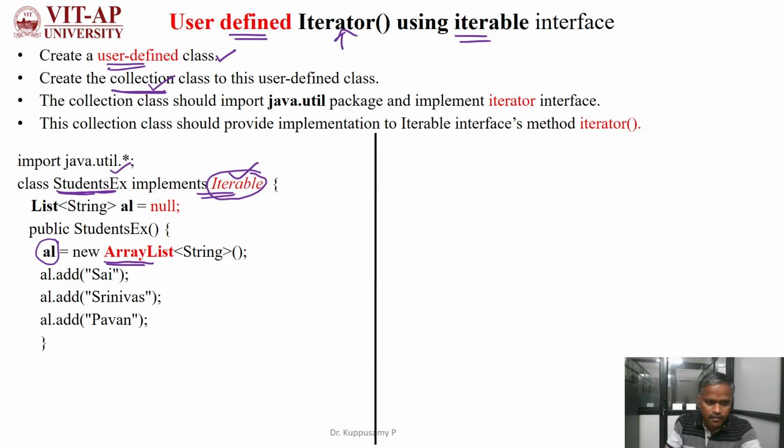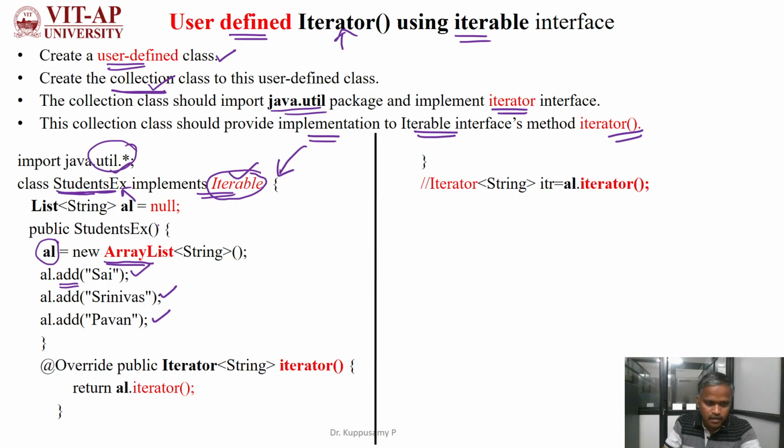So al has the values Shai, Srinivas, Pavan. Three values are added by using the add method. For this we import the utility package, which is imported here, to implement the Iterable interface. Now the collection class should provide an implementation of the Iterable interface, which has the method iterator. You see here we are implementing the Iterable interface by using the user defined class.